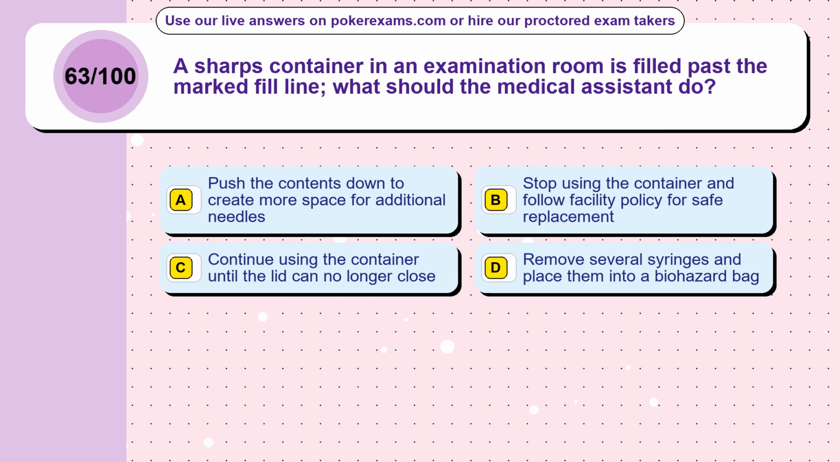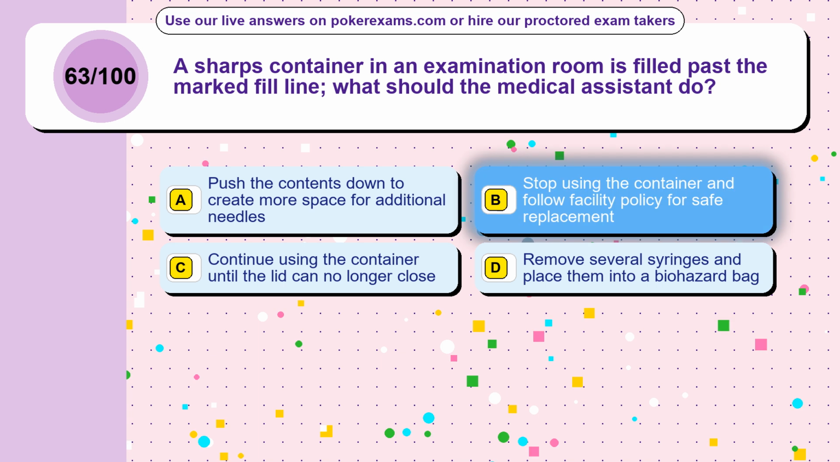Question 63. A sharps container in an examination room is filled past the marked fill line. What should the medical assistant do? Option A. Push the contents down to create more space for additional needles. Option B. Stop using the container and follow facility policy for safe replacement. Option C. Continue using the container until the lid can no longer close. Option D. Remove several syringes and place them into a biohazard bag.